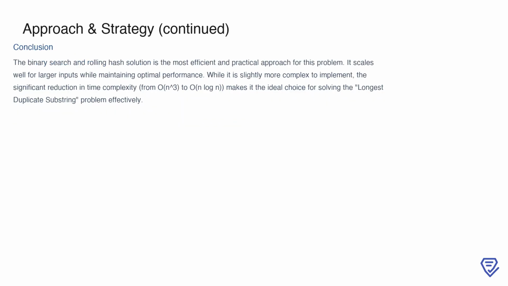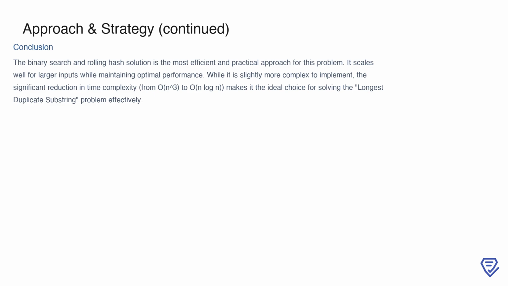In conclusion, the binary search and rolling hash solution emerges as the most efficient and practical method for finding the longest duplicate substring. This approach scales well for larger inputs and achieves a significant reduction in time complexity, dropping from O(n cubed) with brute force to O(n log n).